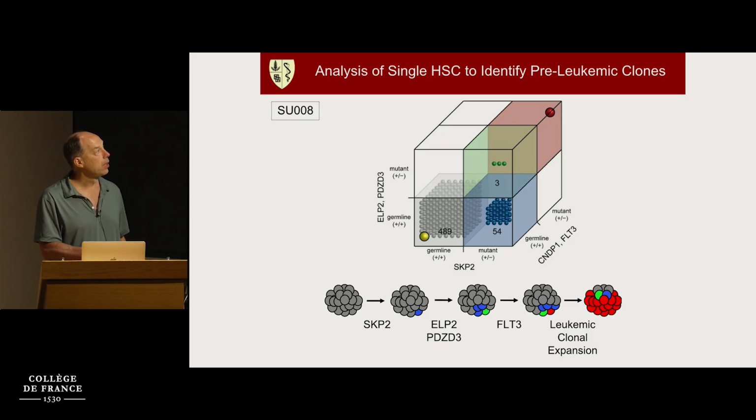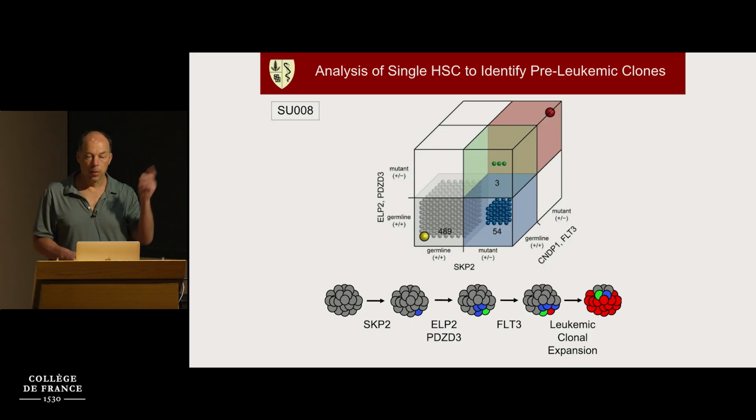We don't have enough resolution. Then FLT3 happened, and CNDP1. The order could not have been anything else because we don't see other quadrants occupied. It's like a perfect Venn diagram. And then at some point, there were more mutations, and these became not normal, but tumor cells.